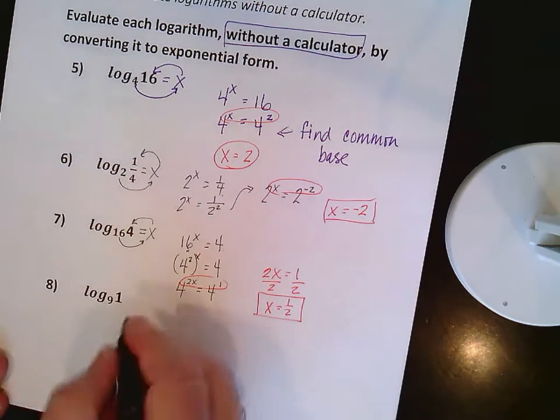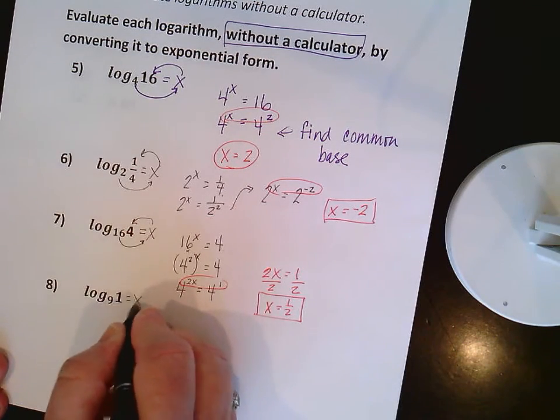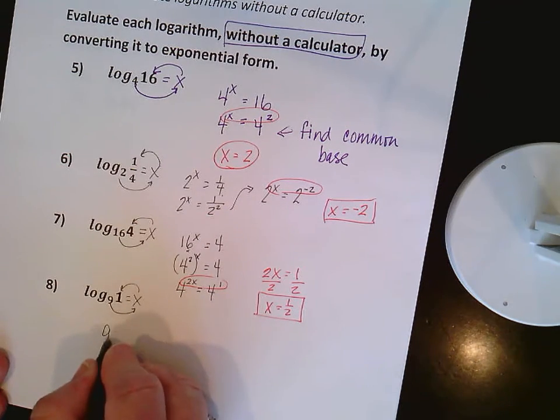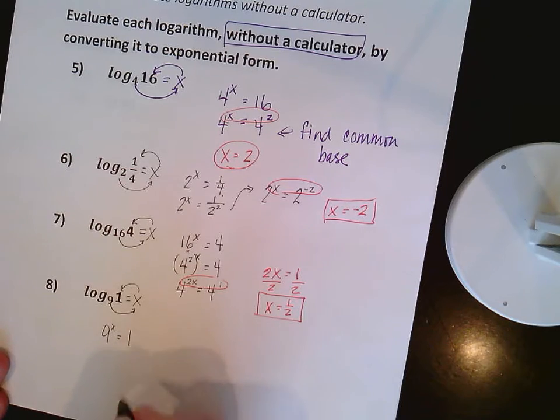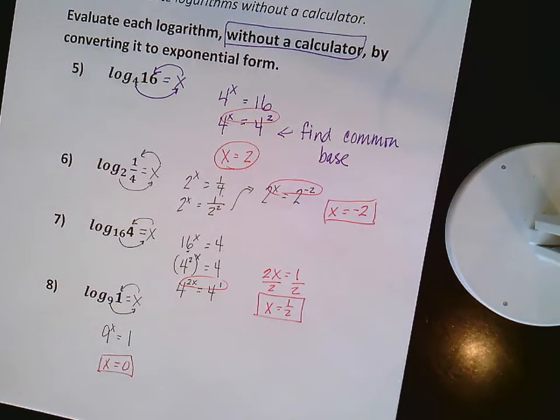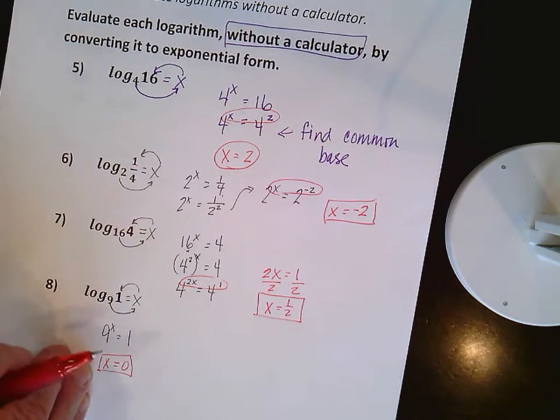All right, next one. Set it equal to x. Take your base to the x equals the 1. So 9 to the x equals 1. What power can you put on anything that will make it equal 1? 0. So x is 0. Whenever it's equal to 1, you know your exponent is going to be 0.